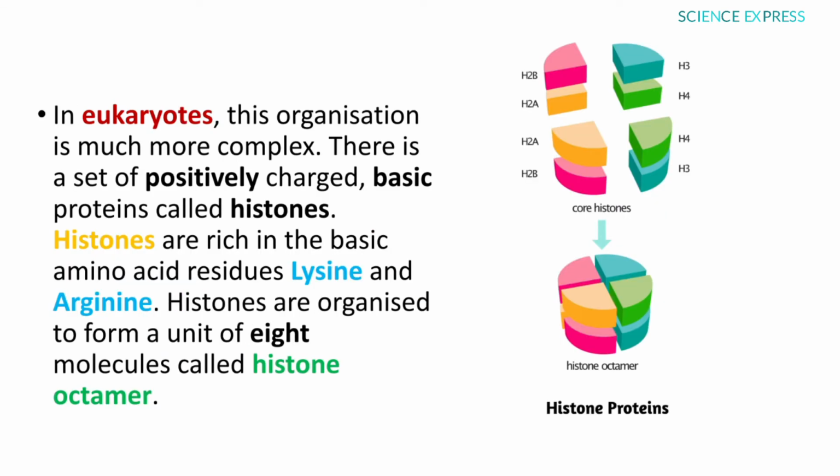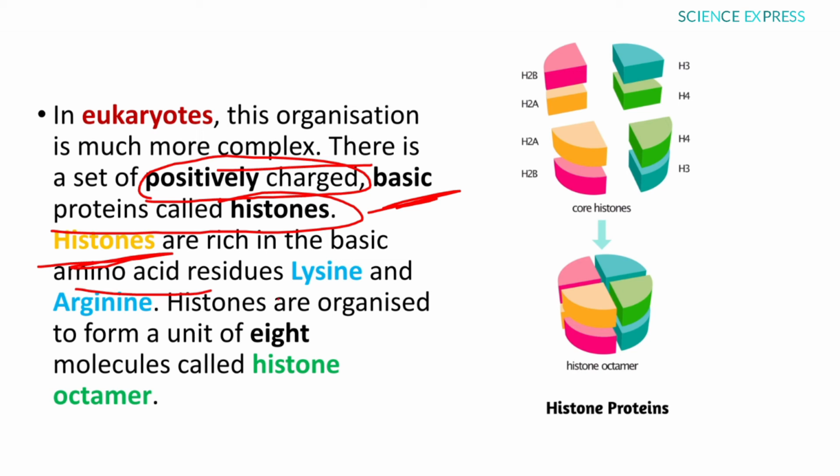In eukaryotes, this organization is much more complex. There is a set of positively charged basic proteins called histones. So in eukaryotes, the protein present is histone, and mainly the protein is positively charged. The histone is basic in nature, so it is made up of basic amino acids, namely lysine and arginine. Histones are organized to form a unit of 8 molecules called the histone octamer.